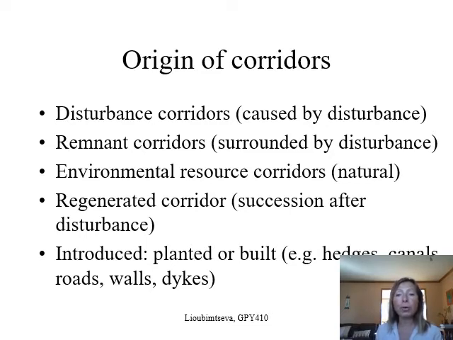Environmental resource corridors are all kinds of natural features within the landscape, all kinds of linear natural features. So again, the hydrographic network would be the prime example of environmental resource corridors.